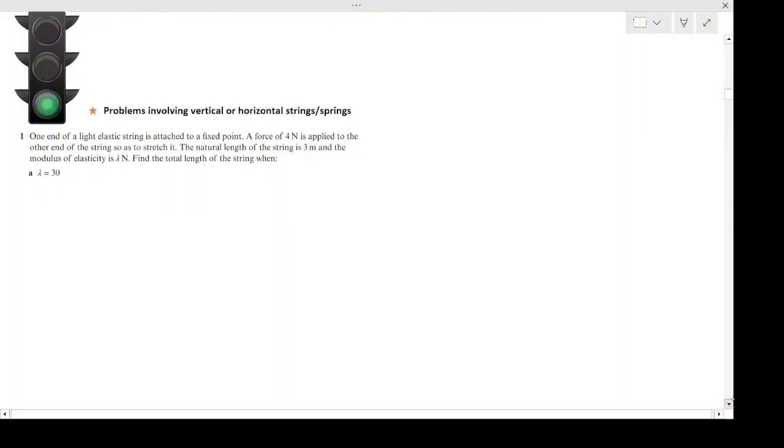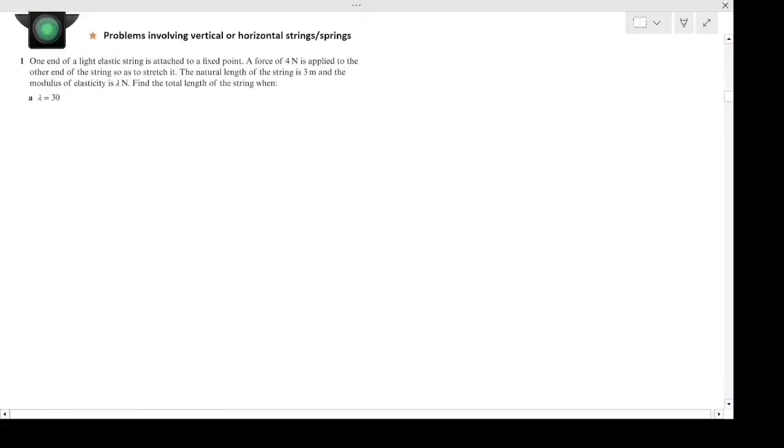Firstly, I'm just going to draw the situation. Again, in mechanics you do want to be drawing things out. What we're told is that one end of a string is at a fixed point. Let's say we have a ceiling and the string is hanging down. At this end, the string is attached to the ceiling. That's the fixed point.